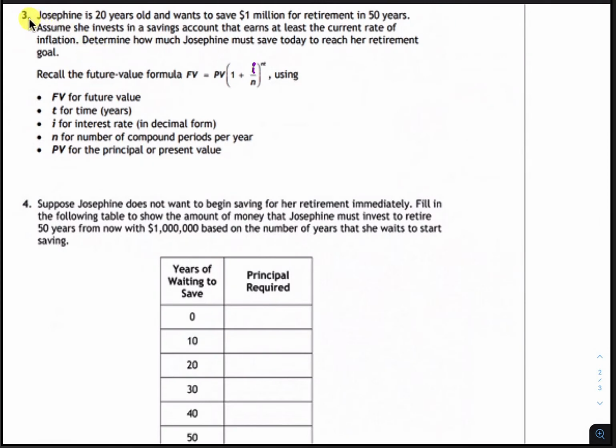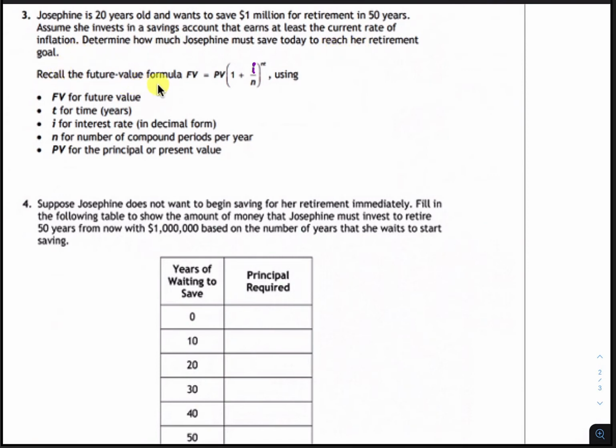Okay, here's question number 3. Josephine is 20 years old and wants to save $1 million for retirement in 50 years. Assume she invests in a savings account that earns at least the current rate of inflation. Determine how much Josephine must save today to reach her retirement goal.